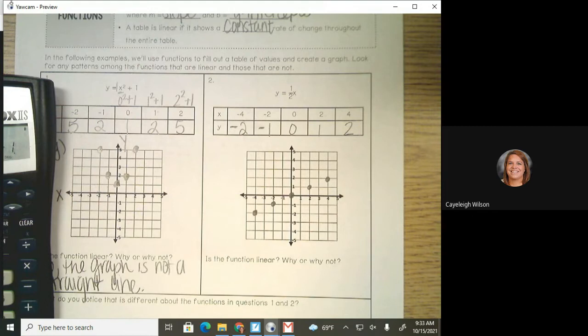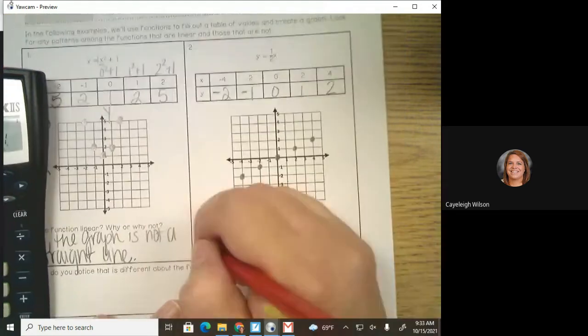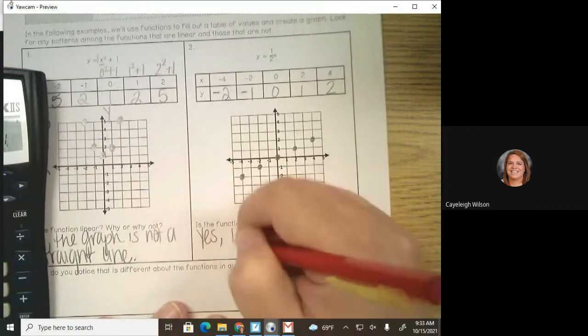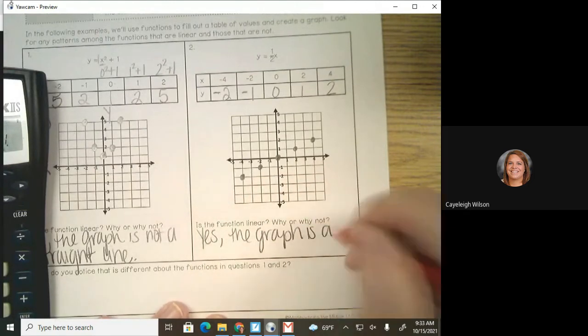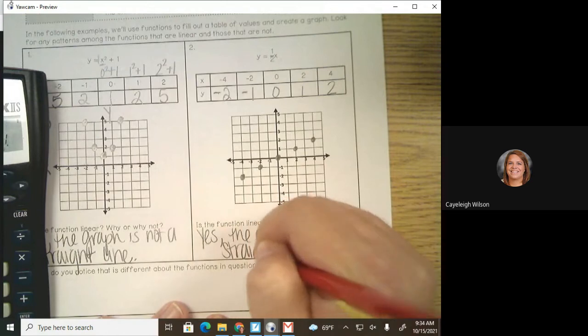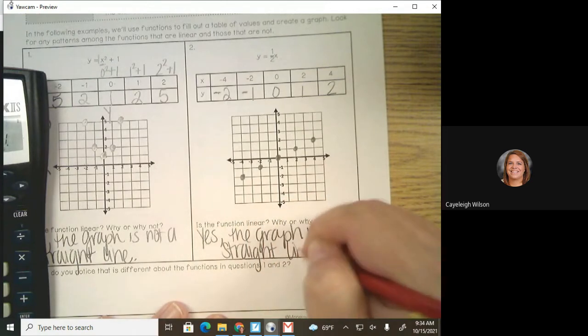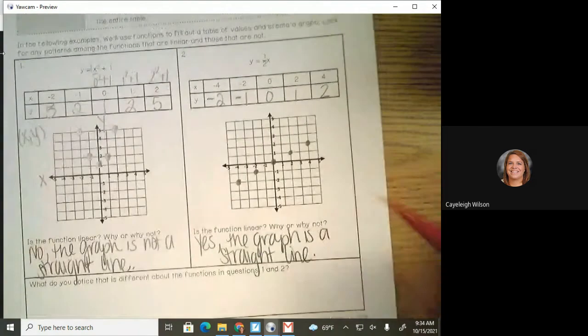Okay, is this function linear? Yes, and it's because the graph is a straight line. Does this one matter if it goes through the origin or not? Nope. It just has to do if it's a straight line or not.